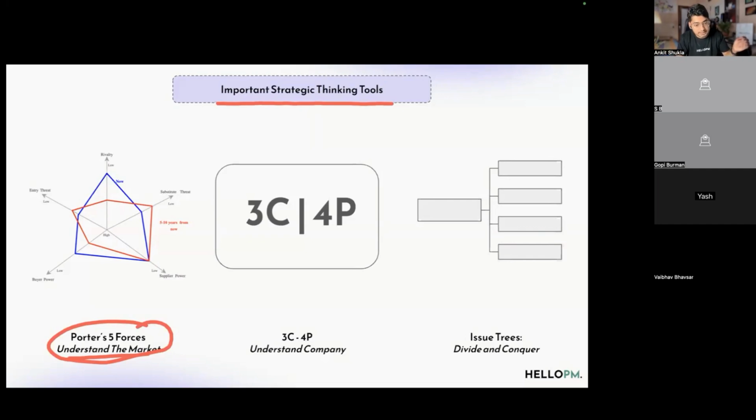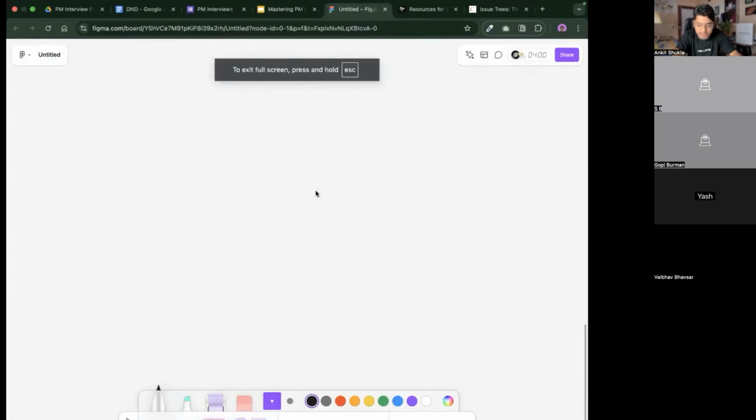The second framework is the 3C 4P framework. Whenever someone gives you a question about whether this company should do something or not, whenever you want to understand the various factors that affect the decisions of a company or a business, you can use the 3C 4P framework. Can someone tell me in the chat what 3C 4P stands for? Come on, guys, tell me in the chat. I'm sure there are some MBA students in the chat as well.